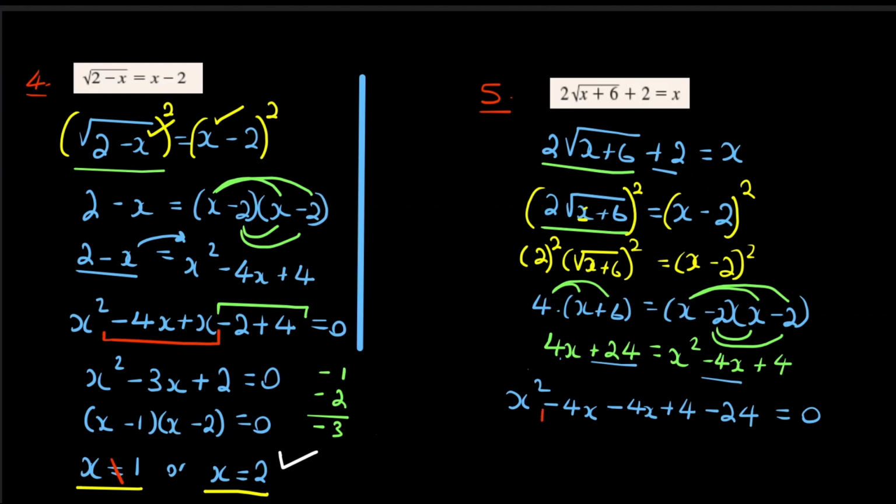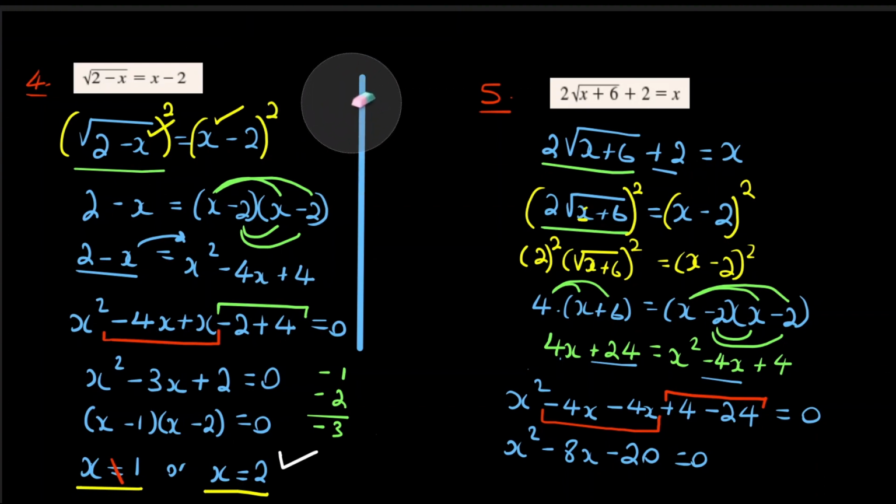And then we group our like terms, negative 4x, and 4 minus 24. What we'll have is x squared minus 8x minus 20 is equal to 0. Now we have a quadratic equation. How do we solve this quadratic equation?